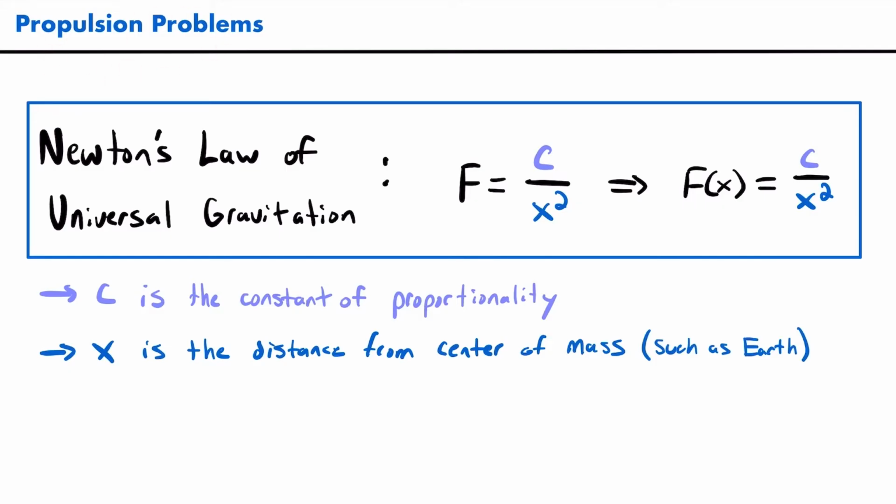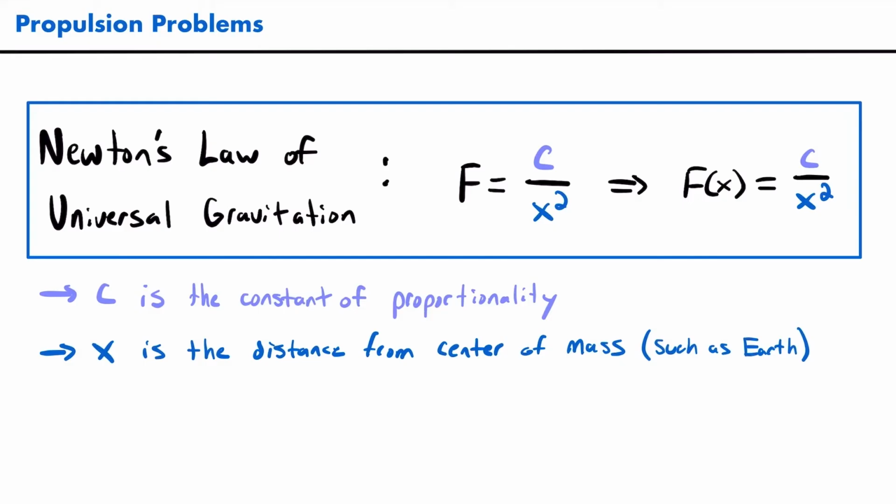And in propulsion problems, we can find the work done in propelling or lifting people or objects from Earth's surface or other large masses with a gravitational pull using Newton's law of universal gravitation. Now, if you look up Newton's law of universal gravitation, it won't look exactly like this, but this is derived from that law. And what the law says is that the weight of a body varies inversely as the square of its distance from the center of the Earth.